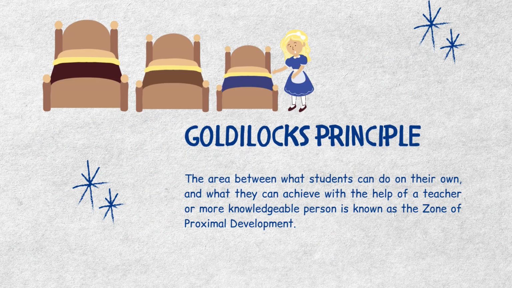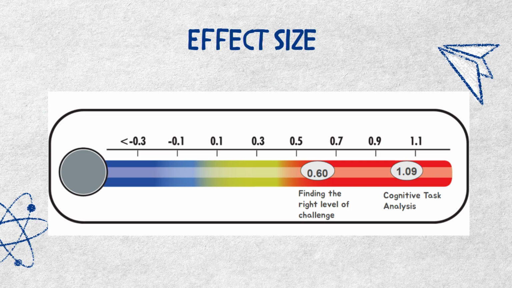This brings us to the Goldilocks principle. Not too hard, not too easy, but just right. The sweet spot, that area between what students can do independently and what they can achieve with your expert guidance and the help of a more knowledgeable peer, is known as the zone of proximal development. That's where true growth happens.